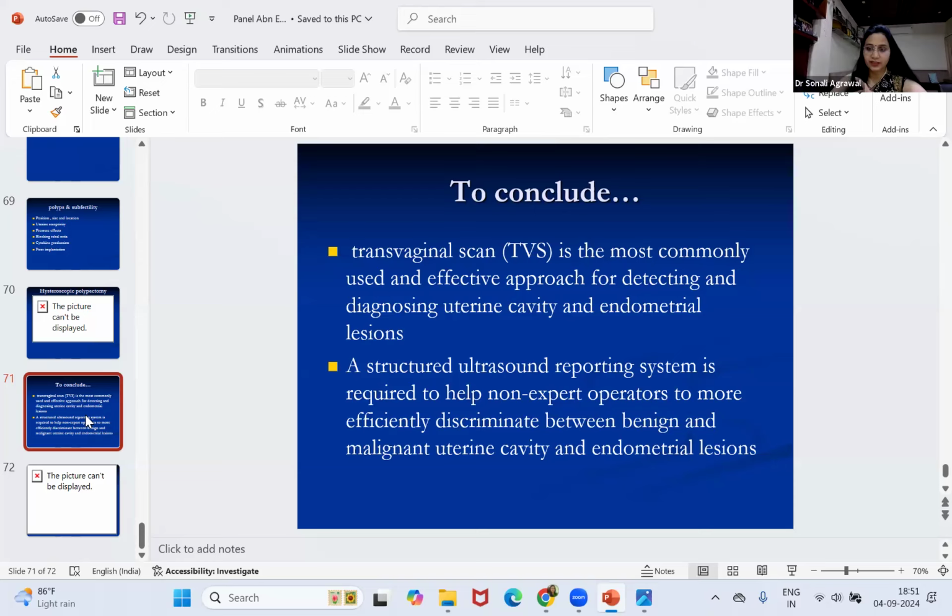Right. Actually, we were talking about the young patient with primary infertility. But you very well explained each and every point of this polypectomy. So here we will conclude.